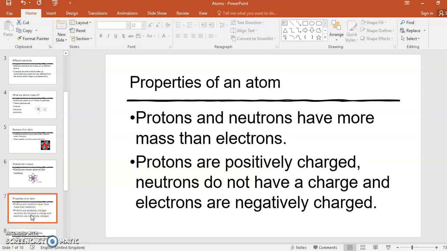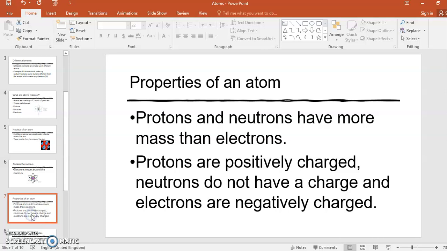Now see, properties of an atom. This also, I know you have a lot of knowledge about the atom and its properties, but still we have to start in our red book, so we have to have a review of that. So, protons and neutrons have more mass than electrons. Remember the word mass. I am not talking about the atomic number. I am talking about the atomic mass.